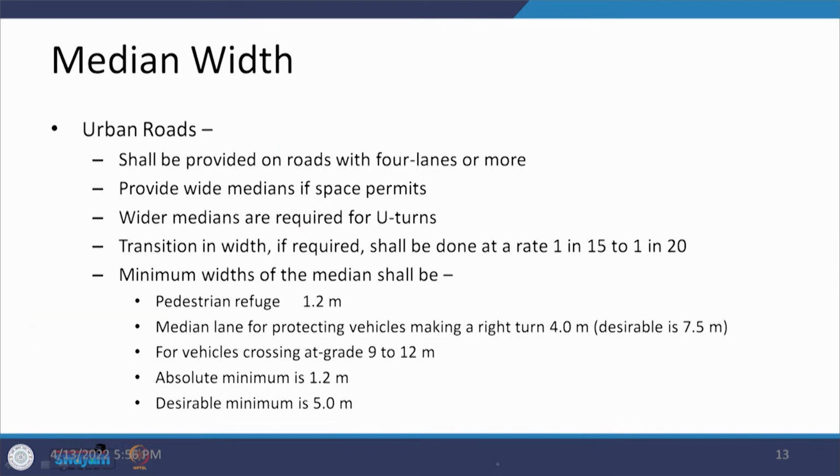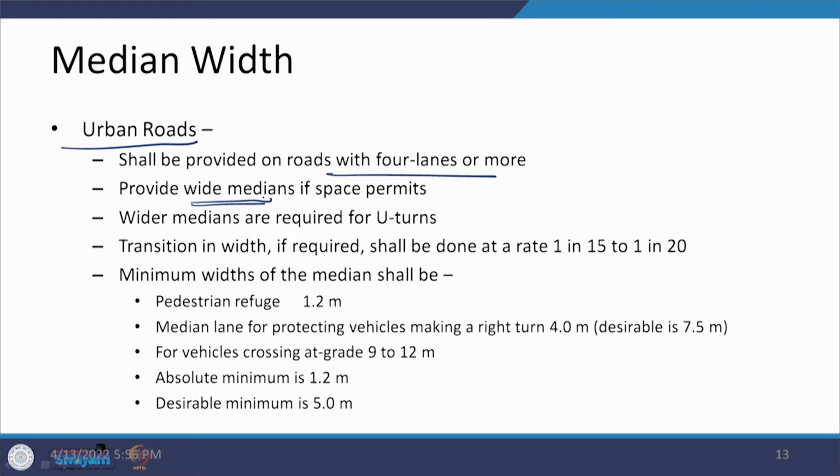Now, let us look at the median widths in different environments. The first one which we are taking is the urban roads. Now, in the case of urban roads, we already said that if it is a 2-lane road carriageway, then we are not going to provide a median on that. If it is a say a 3-lane system, then obviously you do not have a center and we should not go for a provision of a median. So, what it says is that if the roads are 4 lanes or more, then we should provide a median there. As far as possible, the medians should be wide enough, but then it depends on the availability of the land.